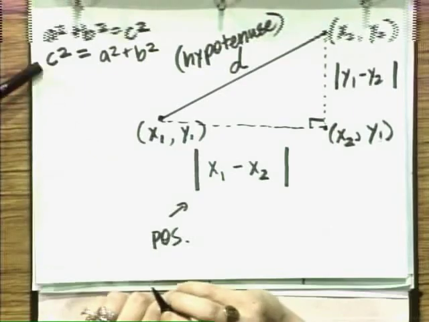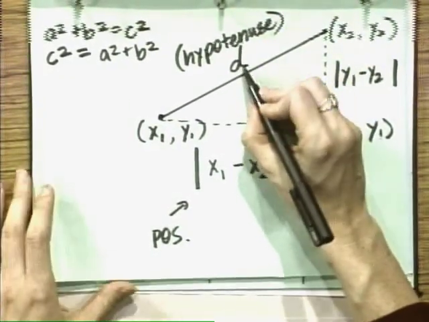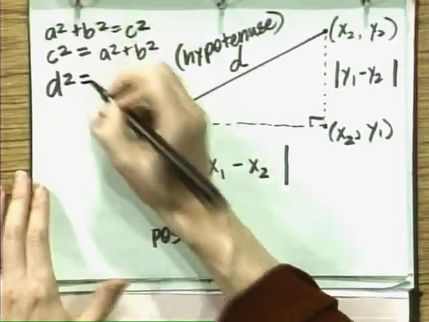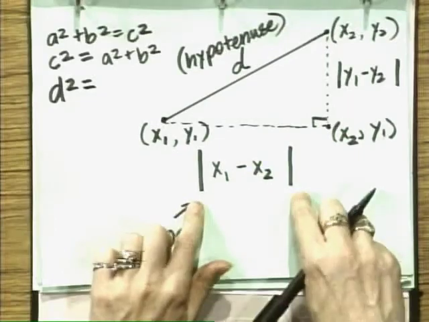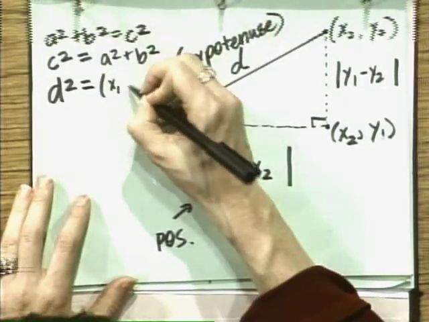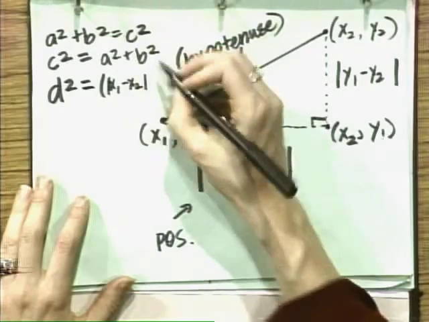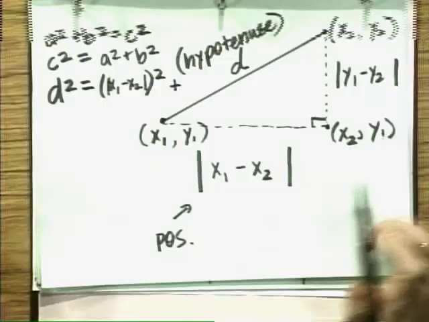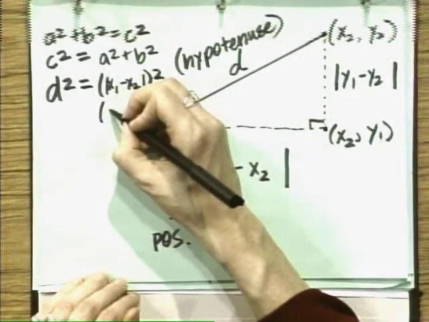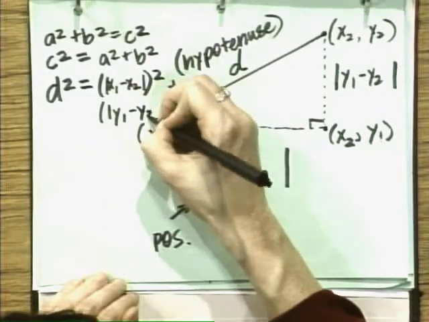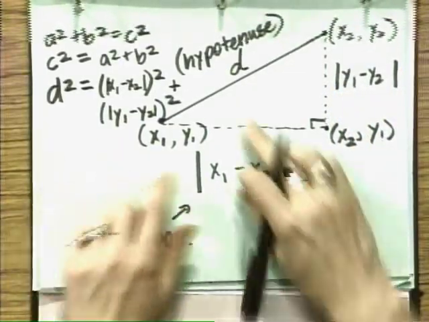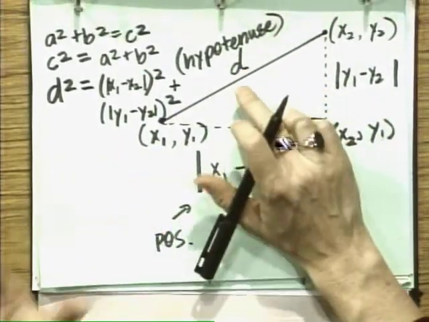Okay, so now we know our C is D. C is D in our alphabet. So now we're going to write D squared equals, what is our a squared? That's x1 minus x2 squared. And x1 minus x2 absolute value squared, well, since we're squaring, we don't need to worry about the absolute value anymore. And our B is now the y's. Write something consistently, but you do not need your absolute values anymore.